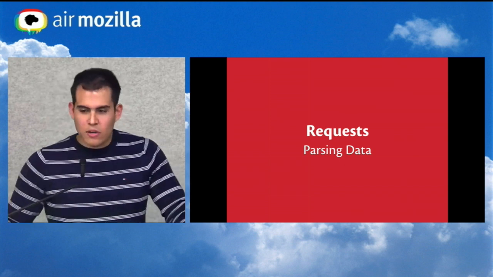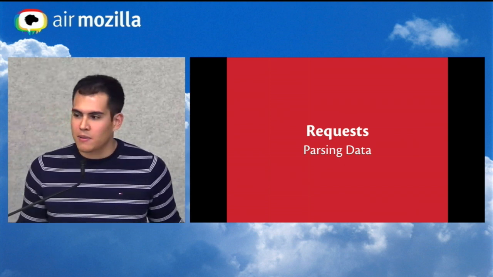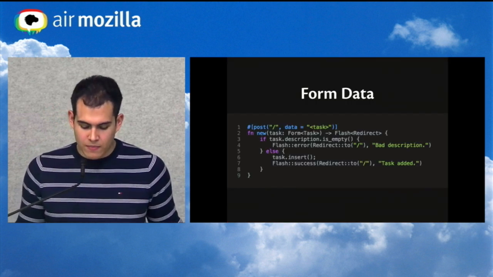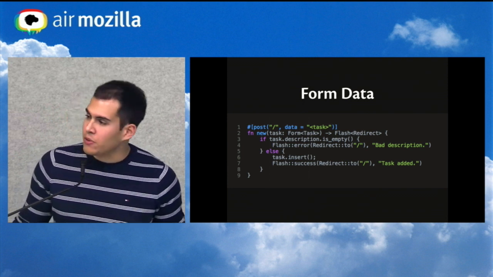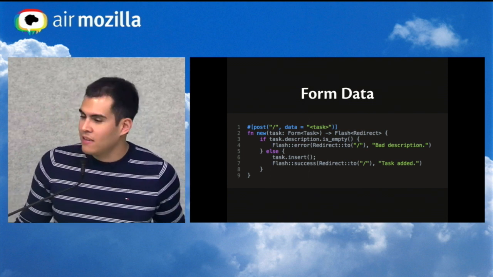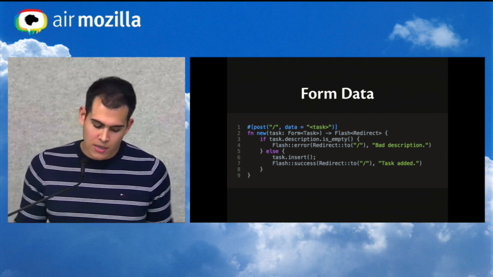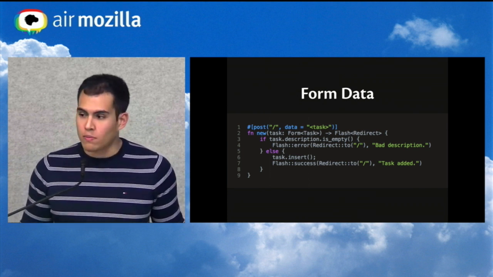Now, we talked about parsing a little bit of data and the stuff in the dynamic segments, but there's more data to parse. Body data. So you might have a form. Well, we have this data attribute. This data equals less than task, more than. So you know task is a parameter, and that's why it appears in our function signature. And then we have this type Form.